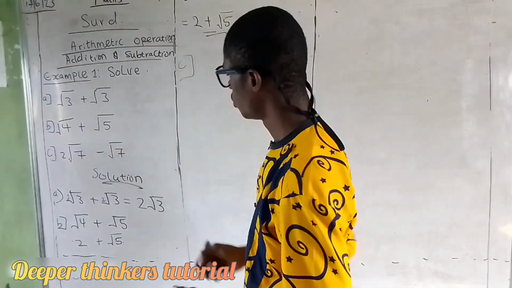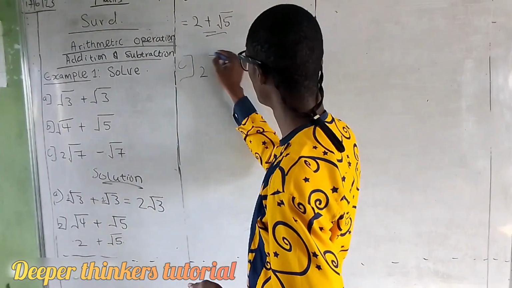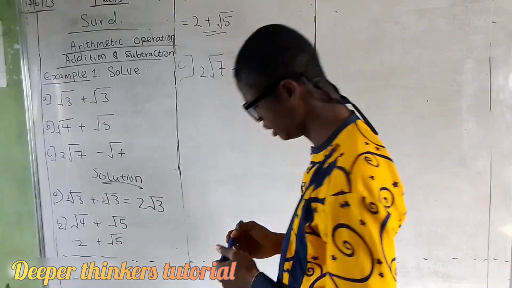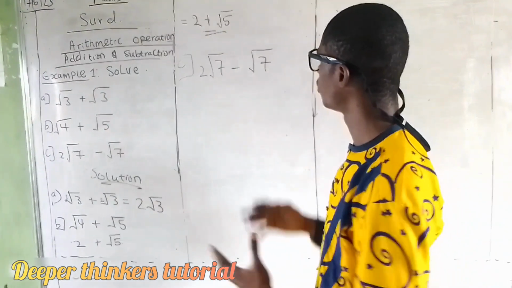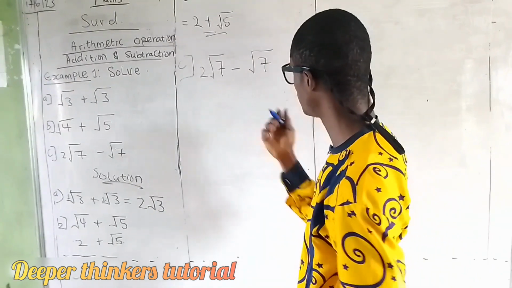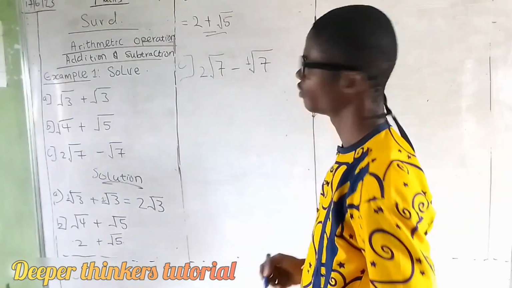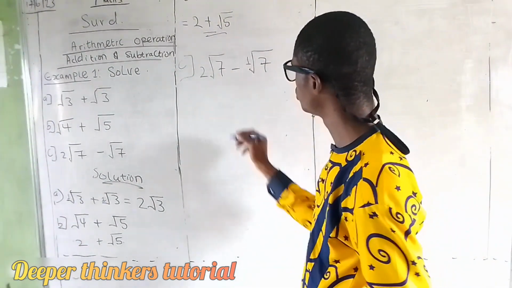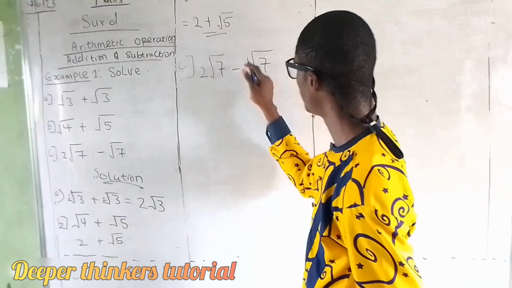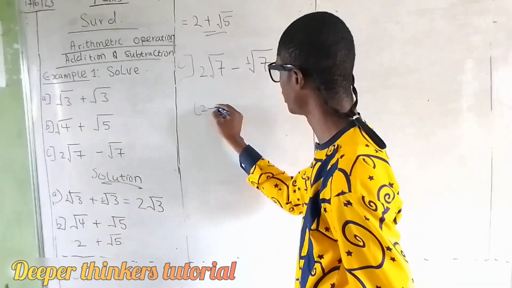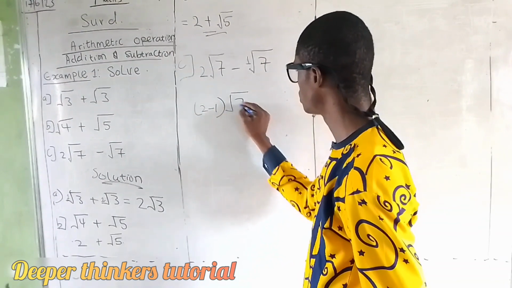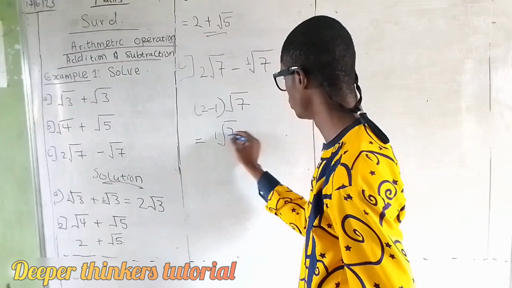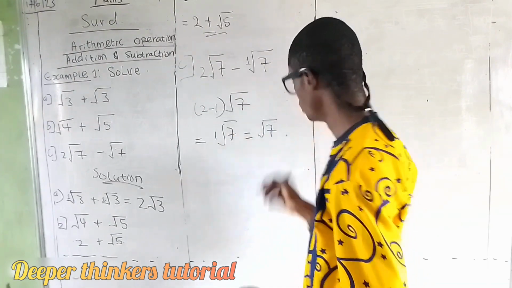Then we have c. What is our c? We have 2 root 7 minus root 7. So what do we do here? We simply subtract. Here, root 7 is just like 1 root 7, since it does not have anything outside, it's just like 1 instead. So we have 2 minus 1. You can bring it here, 2 minus 1 all into root 7. So what will you have? You now have 1 root 7, which is still the same thing as root 7.